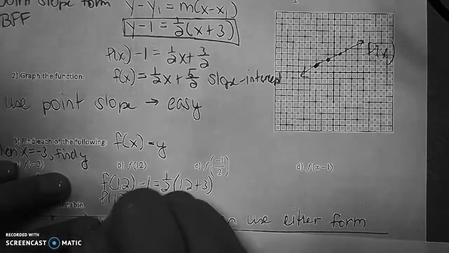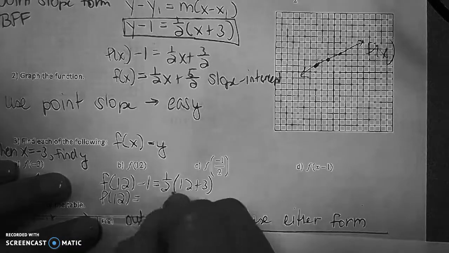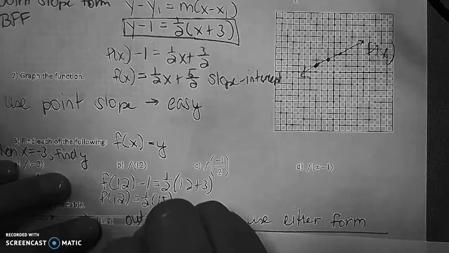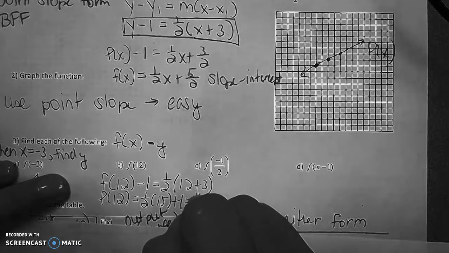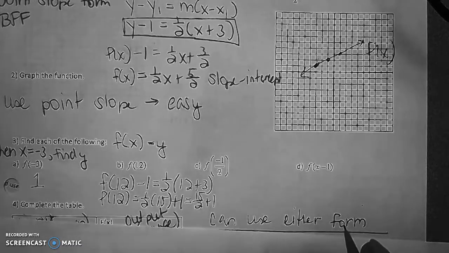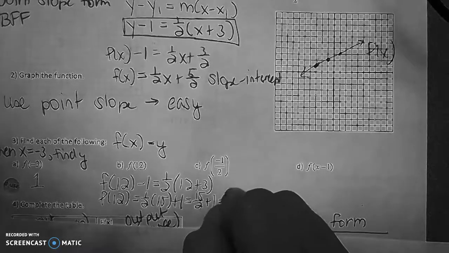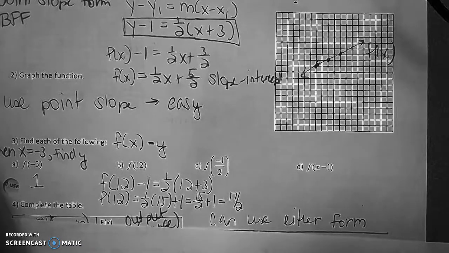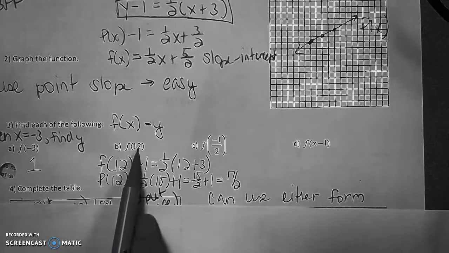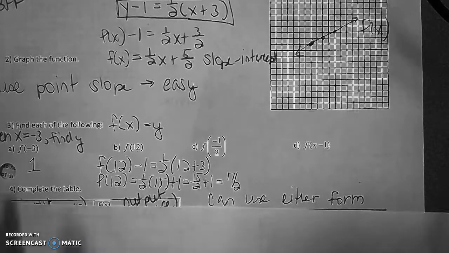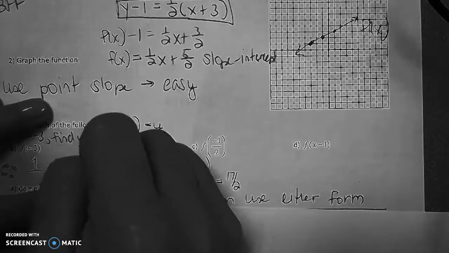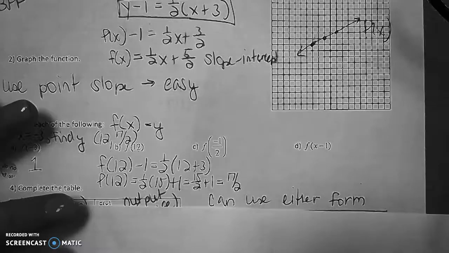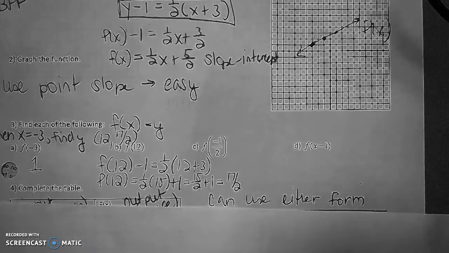So f of 12, I'm going to solve for that, equals 1/2 times 15 plus 1, which is 15 over 2 plus 1. So that ends up giving me 17 over 2. So that tells me that f of 12 is 17 over 2. And again, that's giving me an ordered pair that's on this line. It's giving me the ordered pair 12, 17 over 2. Or it's saying when x is 12, y is 17 over 2.